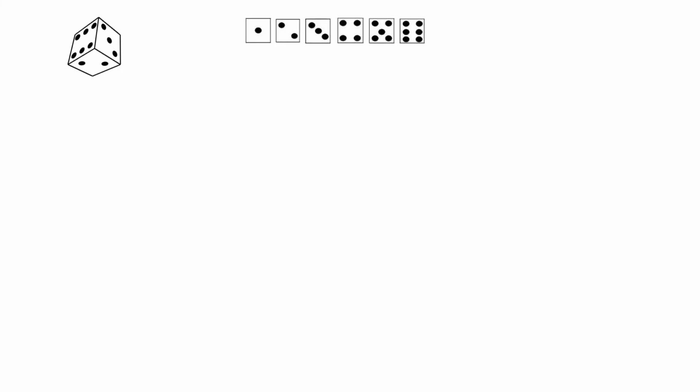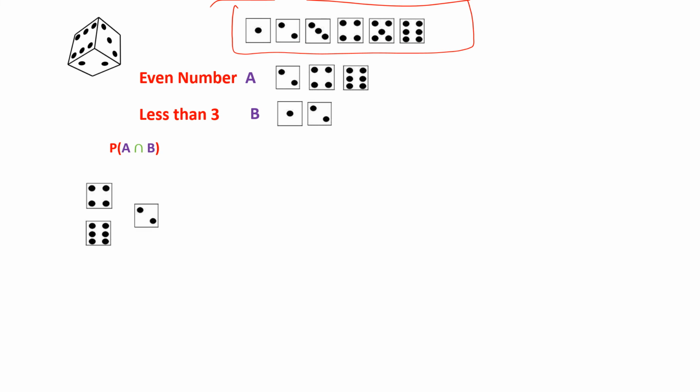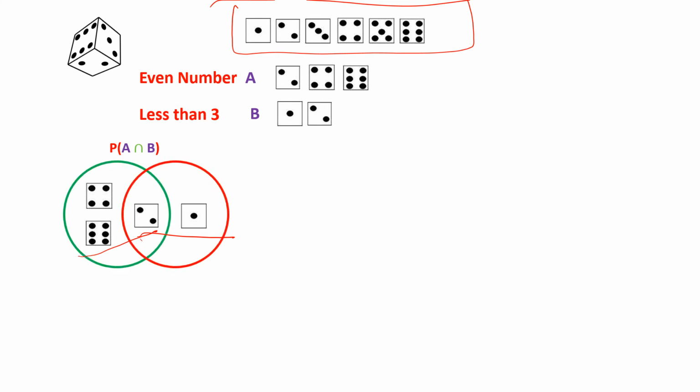Let's try to revise all these things which we learned. This is the sample space, and this is a subset of the sample space for even numbers. This is the subset of the sample space for numbers less than 3. Now if you try to find probability of A intersection B, let's say this is set A and this is set B. In A intersection B, what we are trying to find is this area. Whatever number falls in this area is what we are trying to find.